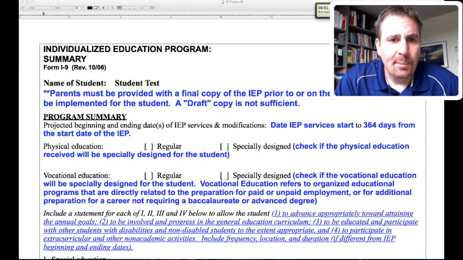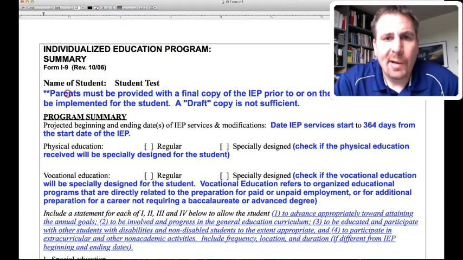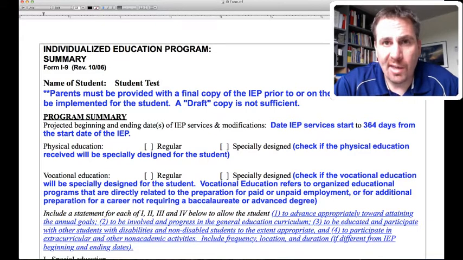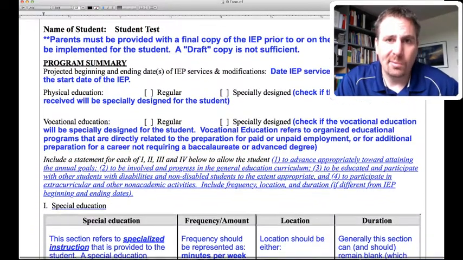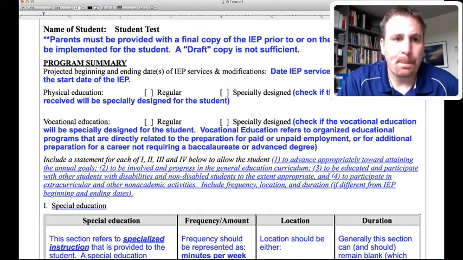All right, and before I begin, I also want to say that remember too that parents have to be provided with a final copy of the IEP prior to implementing that IEP. Our past practice had been that a draft IEP was enough and appropriate, but it is in fact not enough or appropriate. We have to have a final draft of the IEP to the parent before the IEP actually begins. All right, so let's dig in a little bit.